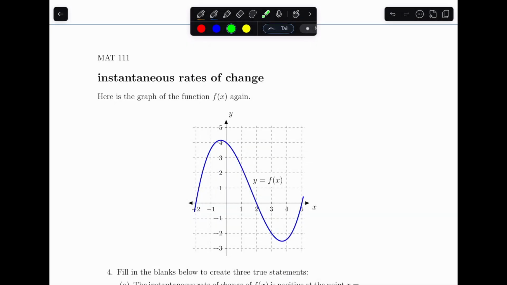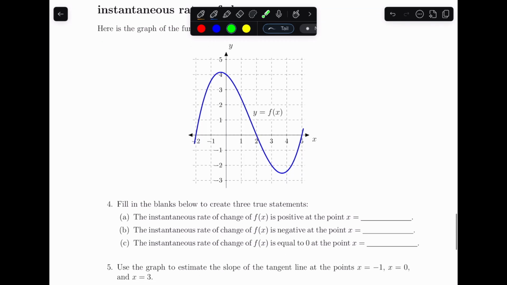So this last page is all about instantaneous rates of change, which we know we could think of as the slope of a tangent line. So in number 4, when we ask about an instantaneous rate of change being positive, we really are asking, what's a point where the tangent line has a positive slope? And you might pick a point like x equals -1. And if you draw a tangent line to the graph at that point, we'll all agree that that line has a positive slope. So yes, at x equals -1, positive instantaneous rate of change.